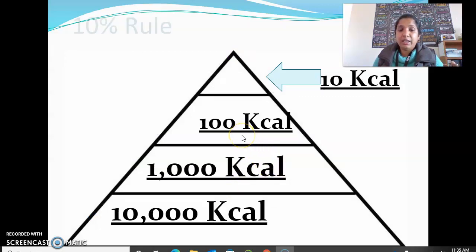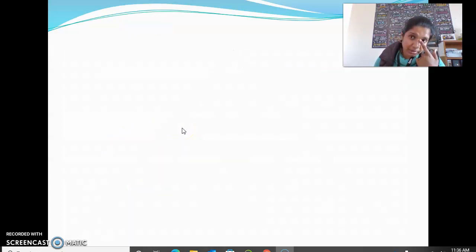So you should be able to calculate based on this 10%. Whatever is there in one level, just 10% goes to the next level. Another 10% of this goes to the next level. So just 10% keeps moving.